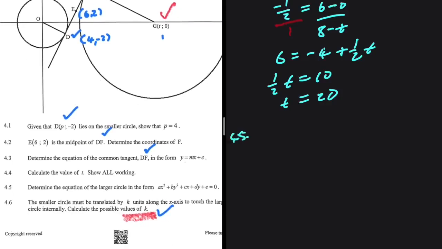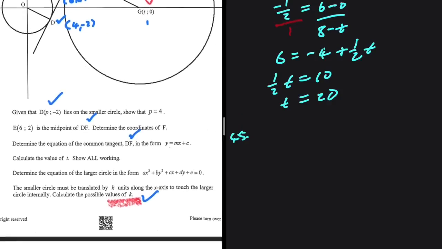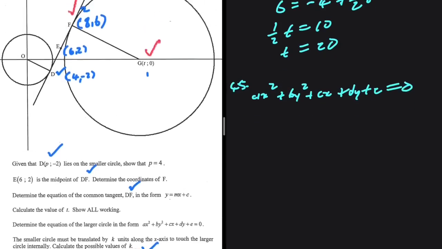4.5. We are moving at the speed of light. We're really close to doing 4.6. Let's do 4.5 first. Determine the equation of the larger circle in the form ax squared plus by squared plus cx plus dy plus e is equal to 0. Okay, let's take a look at the information we have. We have G, which is the center, right? Coordinates t and 0. We know that t is 20, and then we have the y coordinate, which is 0.